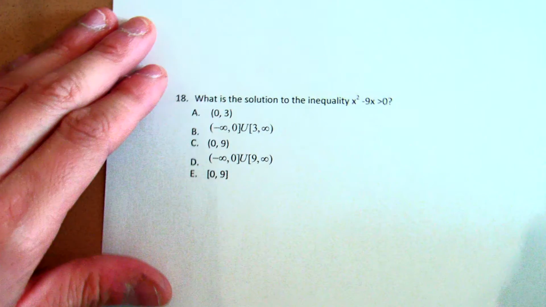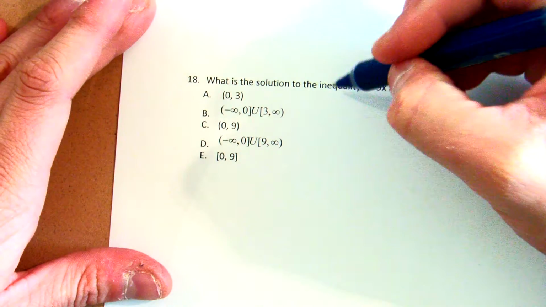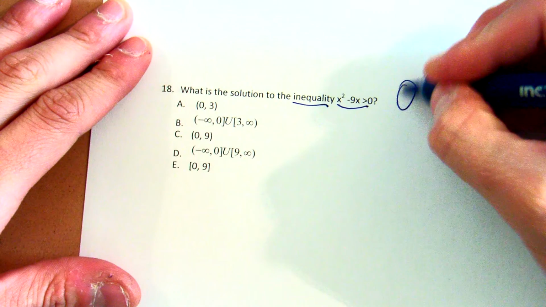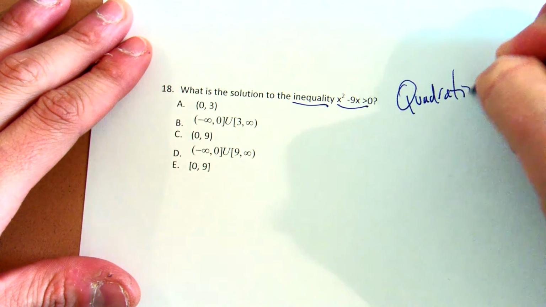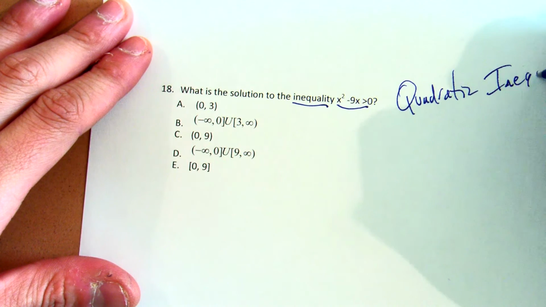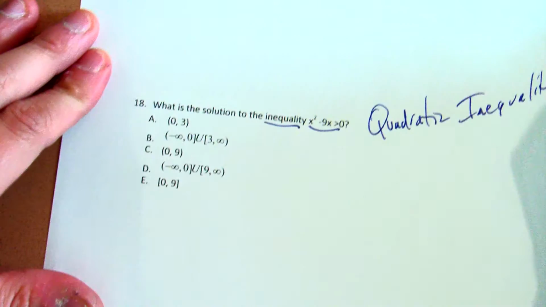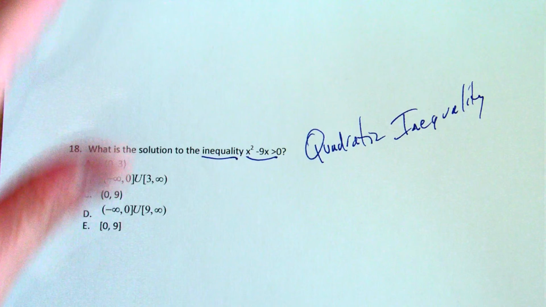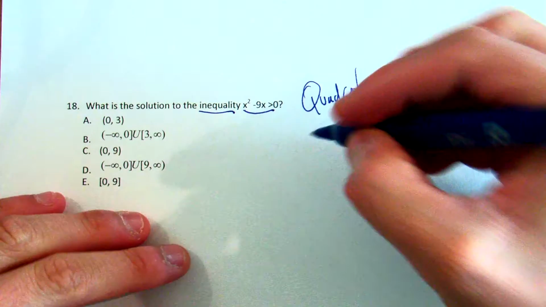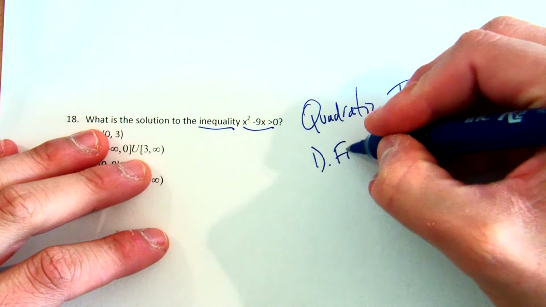Alright, we're looking at 18 here. It says, what is the solution to this inequality? And one thing to note, this is a quadratic inequality. With a quadratic inequality, step one is to find the roots.